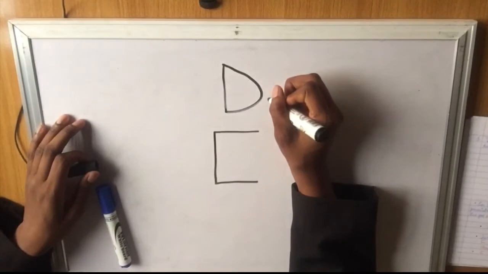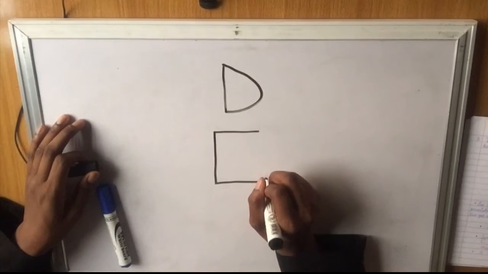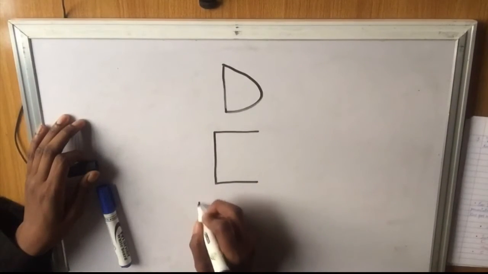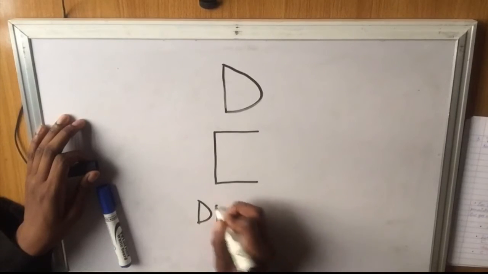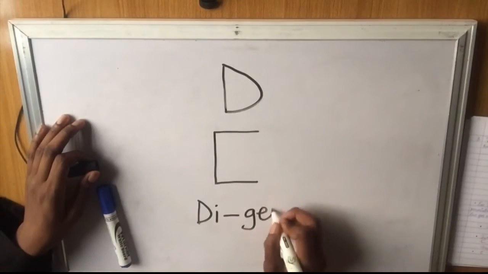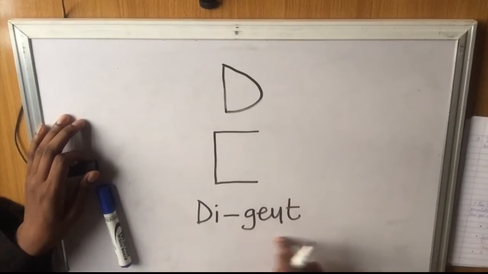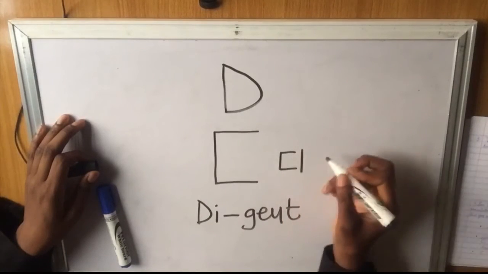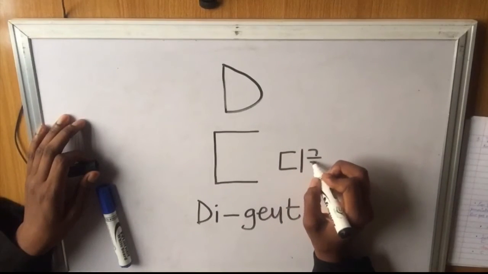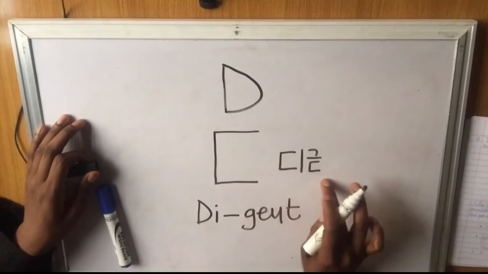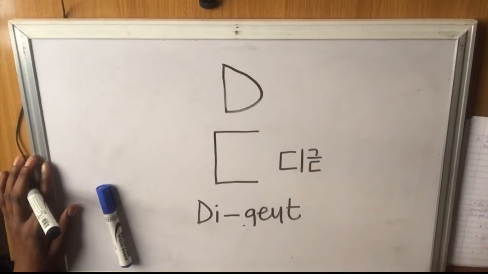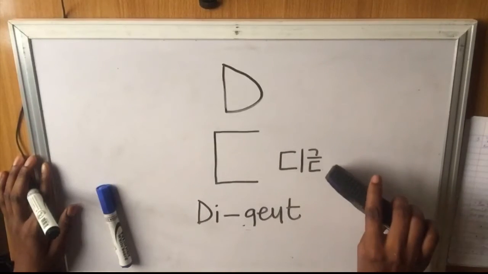This is called the D in English. Now, what do we call this in Korean? It is called 디귿. In Korean, it's written like this. 디귿. Let's get straight to words that start with D.